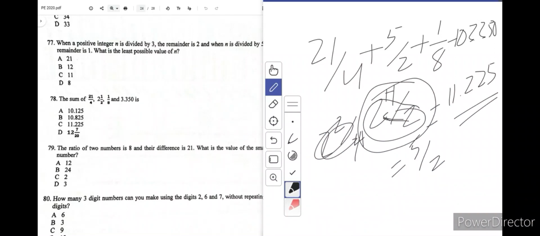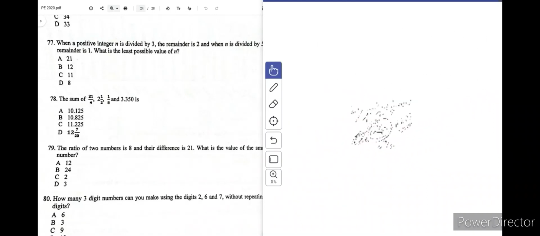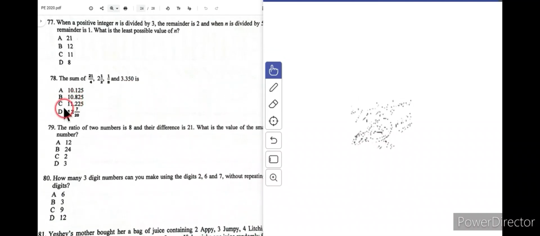So that's how we got 5 by 2. And by using the calculator, I added 21 by 4 plus 5 by 2 plus 1 by 8 plus 3.350, and that gave me the answer 11.225. So the correct answer for question number 78 is option C, 11.225.